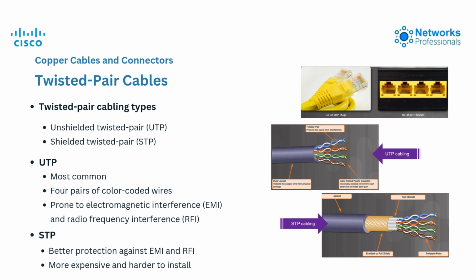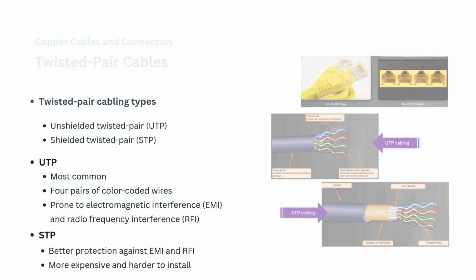Less expensive and easier to install. Shielded twisted pair includes extra shielding, foil or braided wire, around the wire pairs. Better protection against EMI and RFI. More expensive than UTP. Harder to install due to extra shielding and thickness.